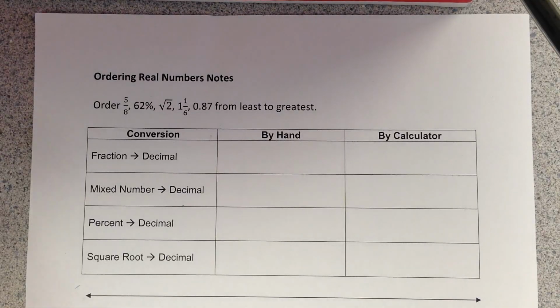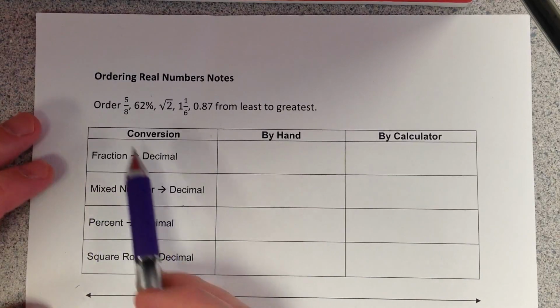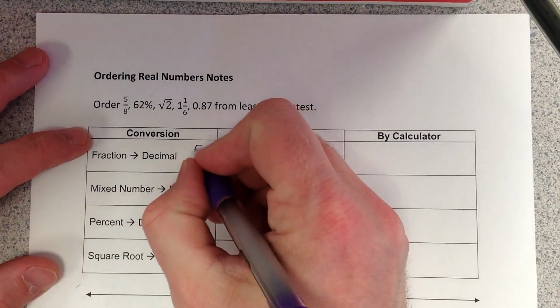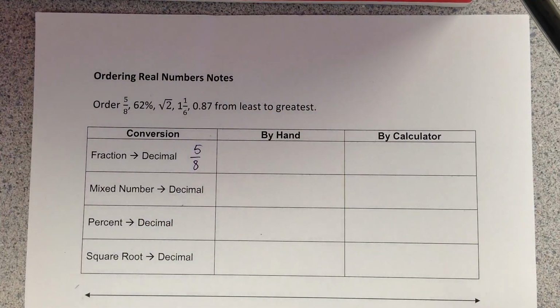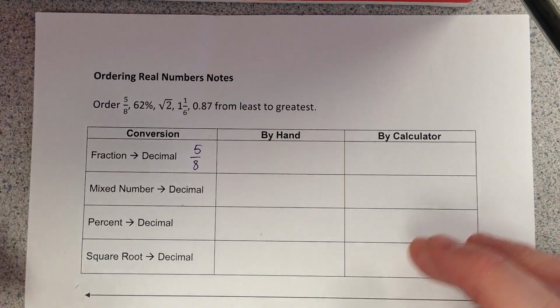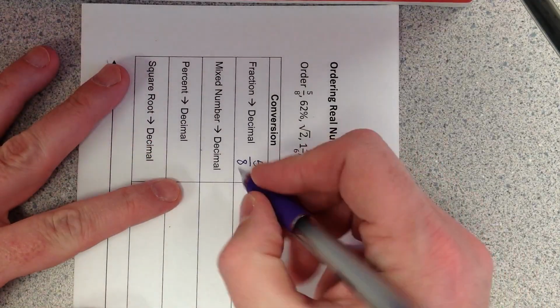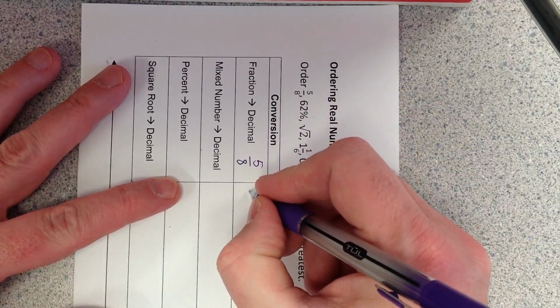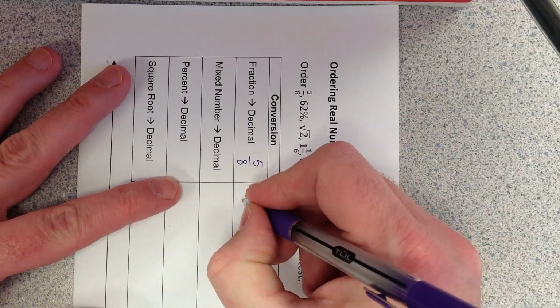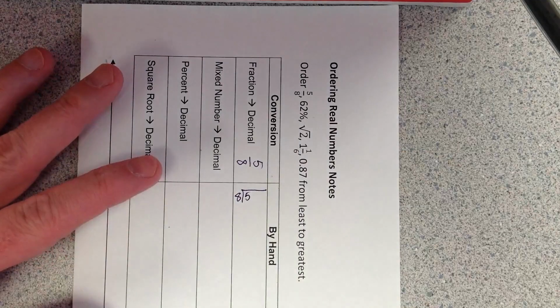Okay? So the first one is turning a fraction into a decimal. Well, our fraction is 5/8. And we need to take that and convert it into a decimal. Well, if I did it by hand, I'd have to divide. I'm going to turn the paper sideways so I have a little bit more room. And so in order to do this, I do 5 divided by 8. So 5 goes inside the house and 8 goes outside the house.